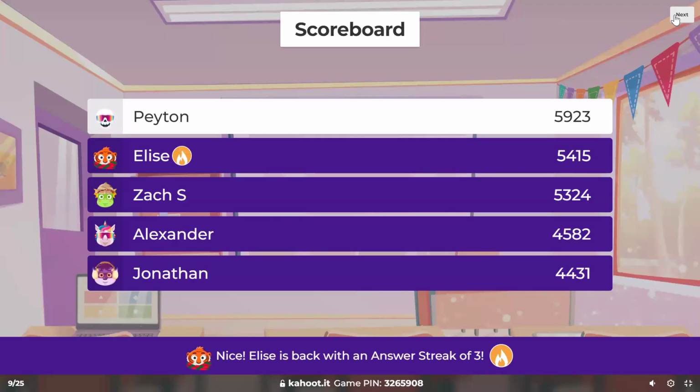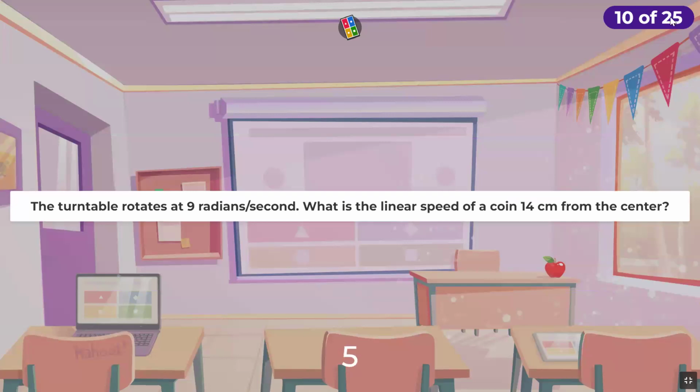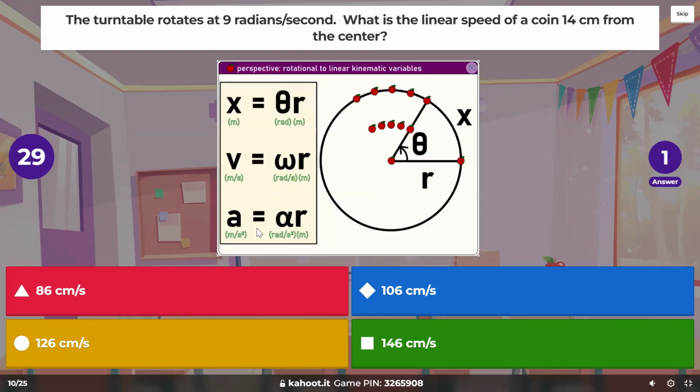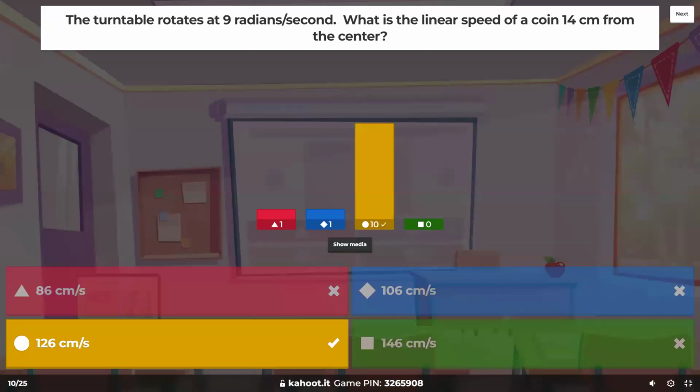All right, turntable time, 9 radians per second. What's the linear speed of a coin 14 centimeters from the center? So 9 times 14.